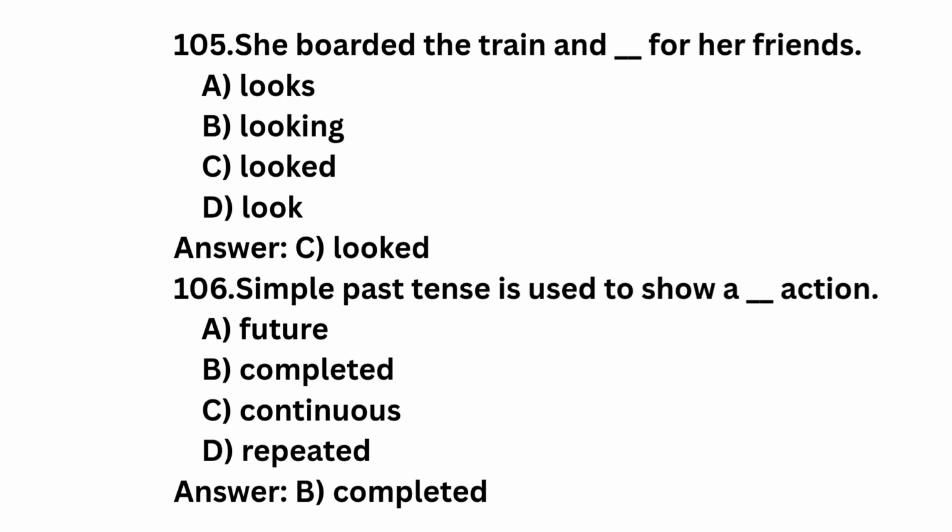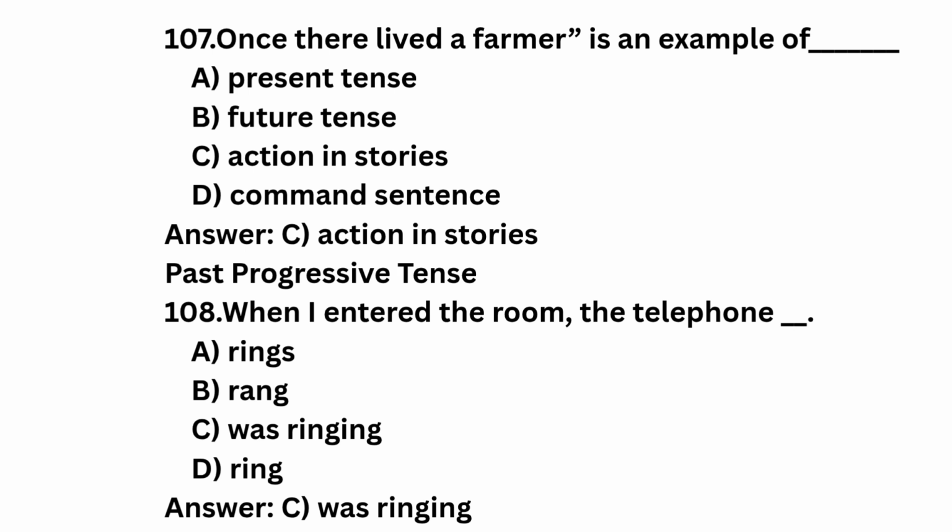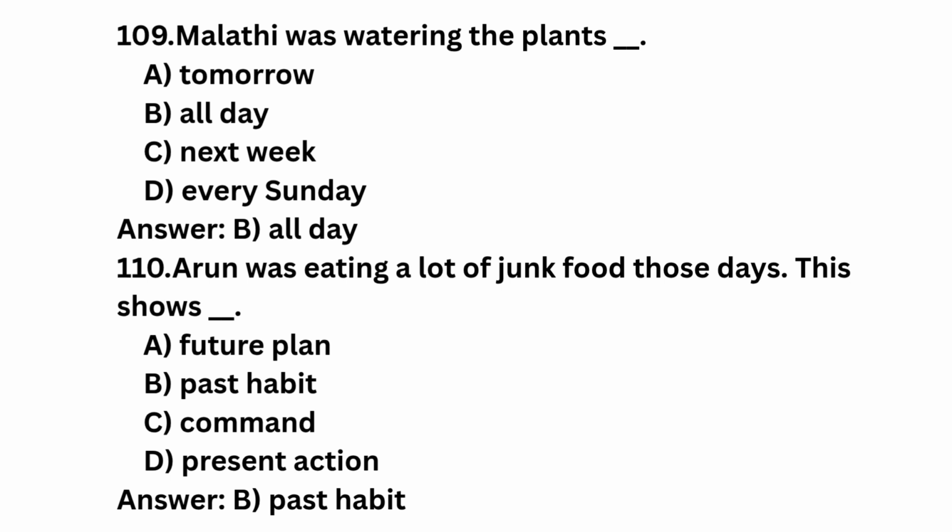Simple past tense is used to show a completed action. Future, completed, continuous, repeated. Answer: completed action. "Once there lived a farmer" is an example of present tense, future tense, action in stories, command sentence. Answer: action in story. Progressive tense. When I entered the room, the telephone rings, rang, was ringing, ring. Answer: was ringing.